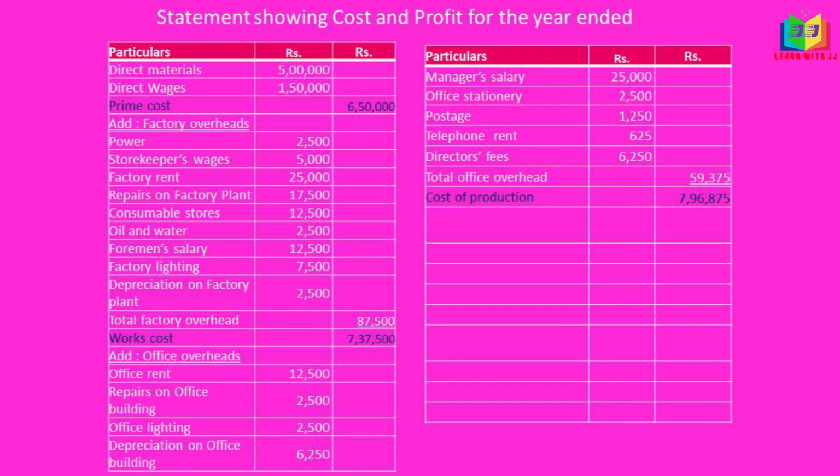Now we have to add this work cost with this total of office overhead. I'll get 7,96,875. That is the cost of production.